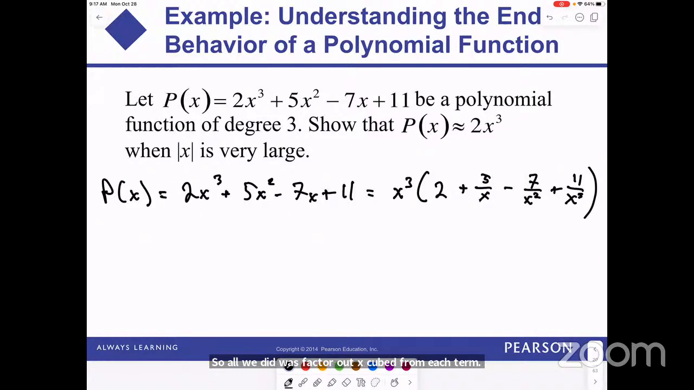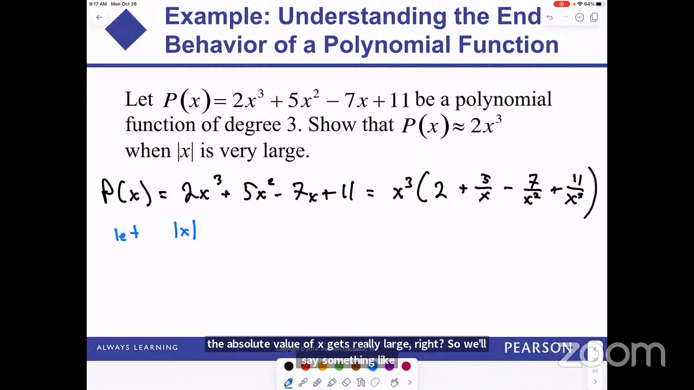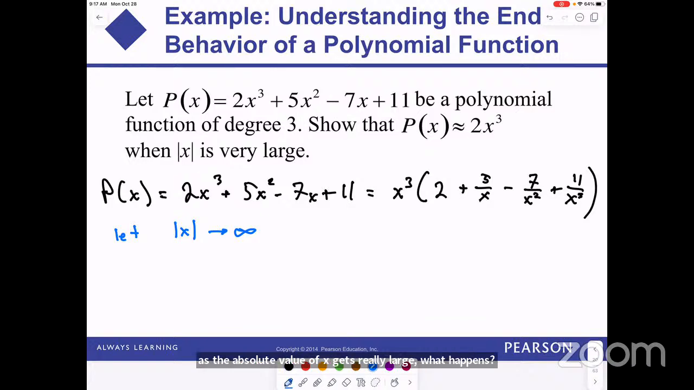So now we want to consider as the absolute value of x gets really large, right? So we'll say something like, let the absolute value of x tend to infinity or get really large. So as the absolute value of x gets really large, what happens? Let's consider this second term here, this 5 divided by x. We want to see what happens to that guy as the denominator gets bigger and bigger and bigger.